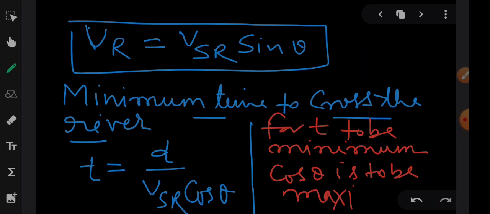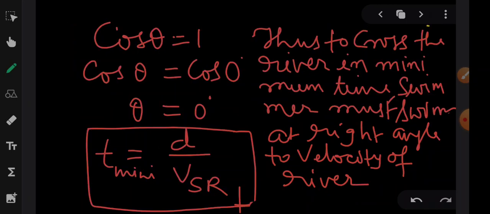without any drift in the horizontal direction. Now, second question, suppose we have to find out the minimum time to cross the river. What should be the minimum time a swimmer will take to cross the river? So D is the width of the river. To cross the river, we have to consider the velocity in the vertical direction, that is VSR cos theta. So T is equal to D by VSR cos theta, and time will be minimum when cos theta is maximum. And cos theta is maximum when its value is 1. Cos theta is equal to 1, so cos theta is equal to cos 0, and theta is equal to 0 degrees.